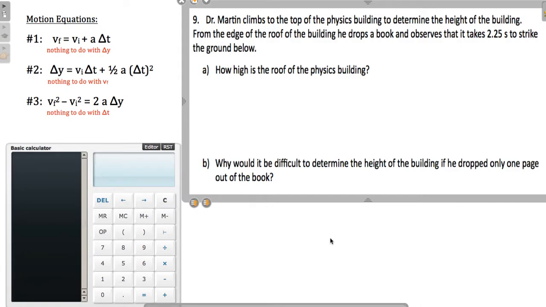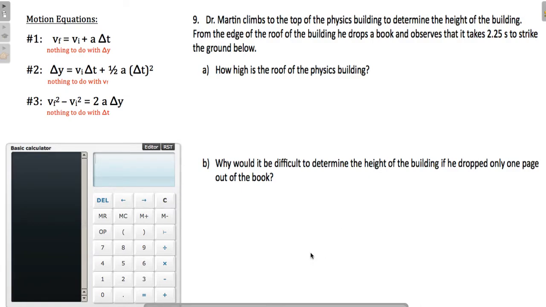Problem 9. Dr. Martin climbs to the top of the physics building to determine the height of the building. From the edge of the roof of the building, he drops the book and observes that it takes 2.25 seconds to strike the ground below. Part A. How high is the roof of the physics building?